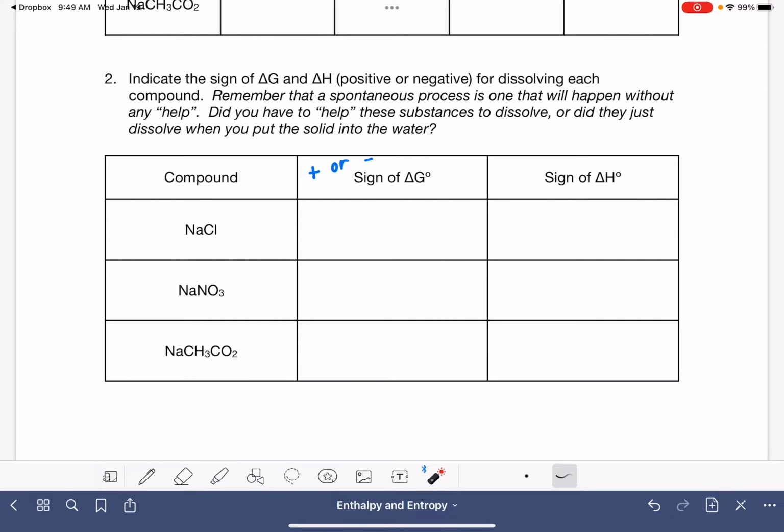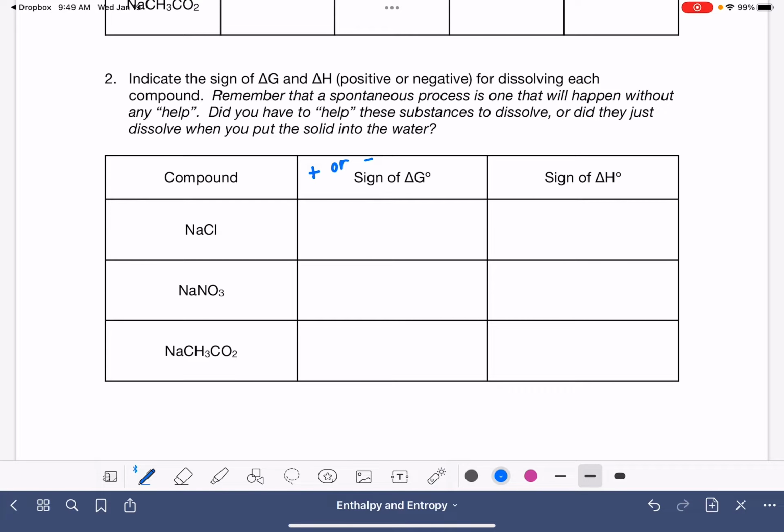So you have to ask yourself, did you have to help that NaCl dissolve? Did you have to heat it up? Did you have to add a catalyst? Did you have to do something to get that to dissolve? Or did you just have to simply put it in water and then ta-da, it dissolved? If all you had to do is just drop it in there, that means that it is spontaneous.